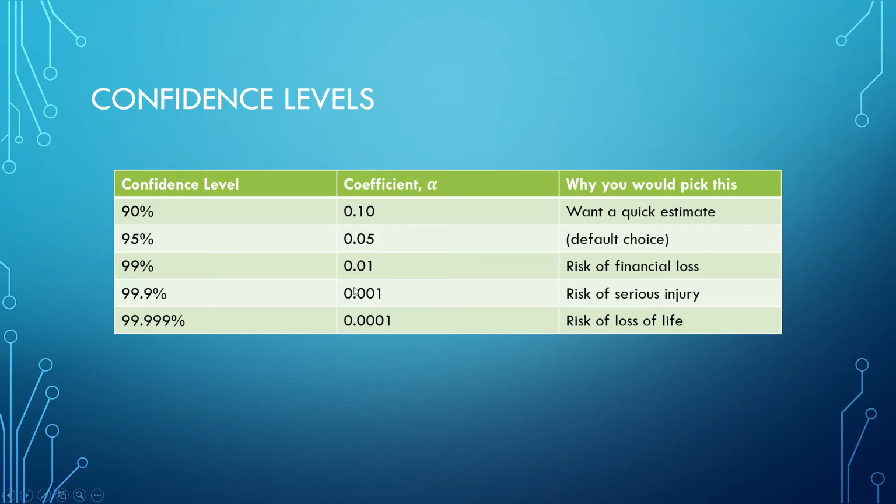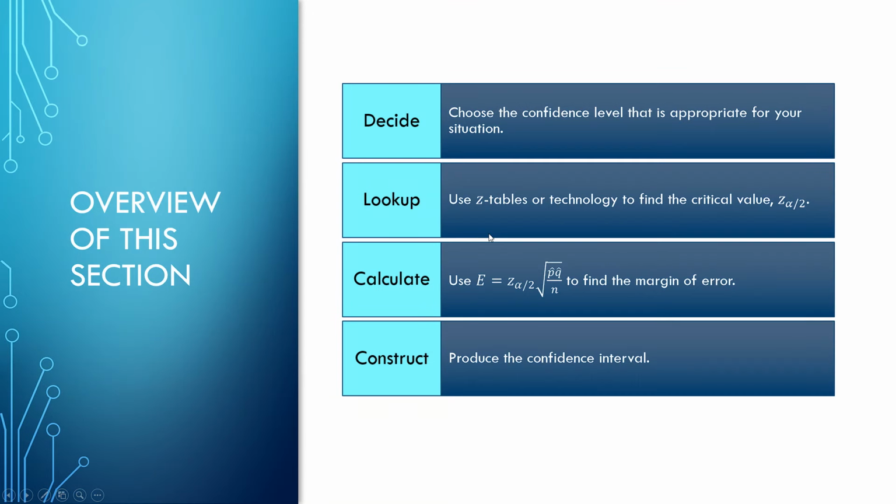But really, for just statistics, just crunching numbers, shooting from the hip, 90%. If you can't decide otherwise, 95%. And that's going to be it for choosing your confidence level.